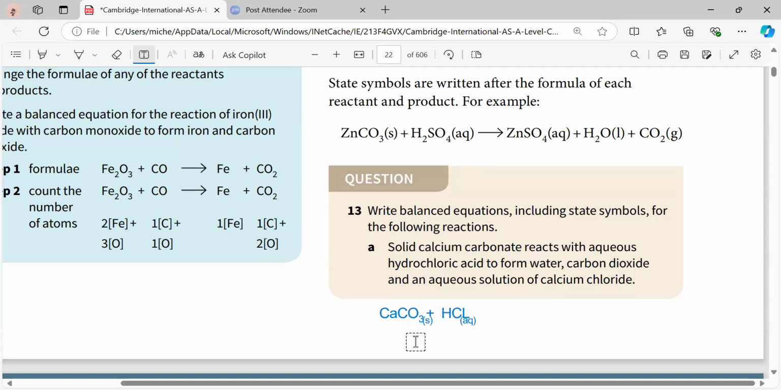So this is the reactant. The reactants, we have calcium carbonate and hydrochloric acid. So now we're going to draw an arrow because when it says "to form," meaning that we are going to write the products right here. So the products that will be formed would be water, carbon dioxide, and an aqueous solution of calcium chloride.